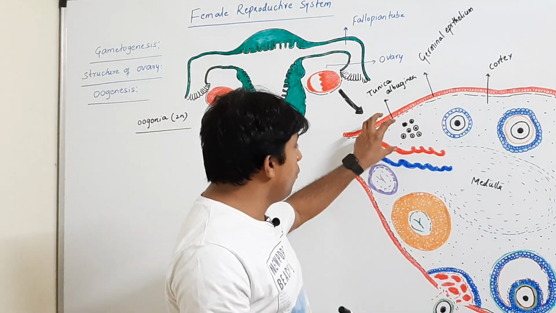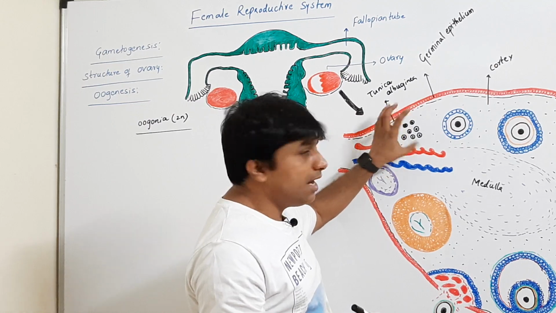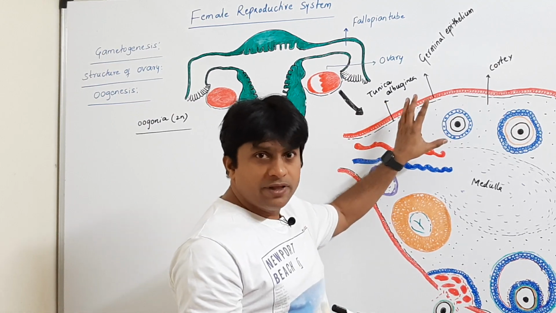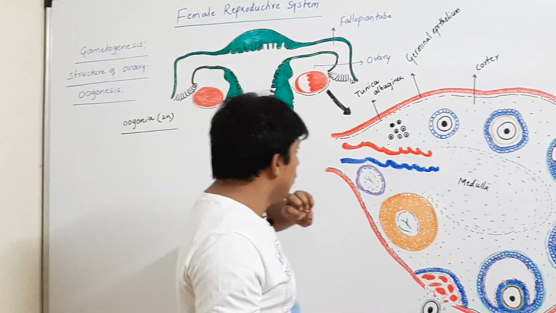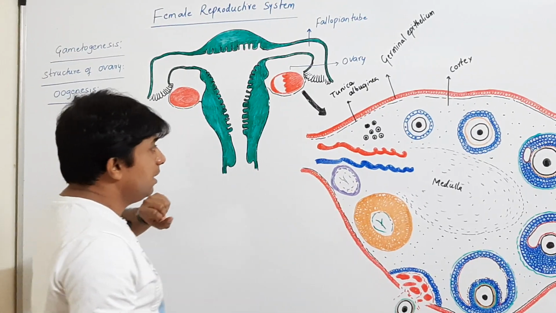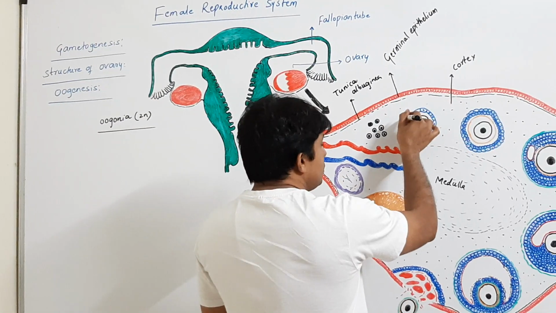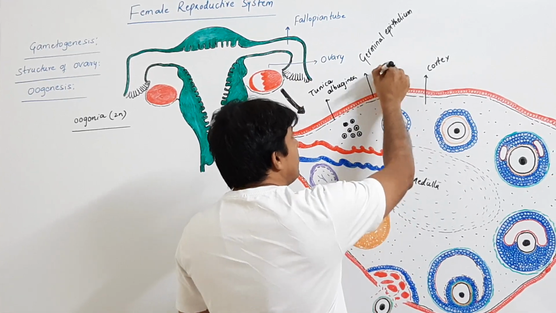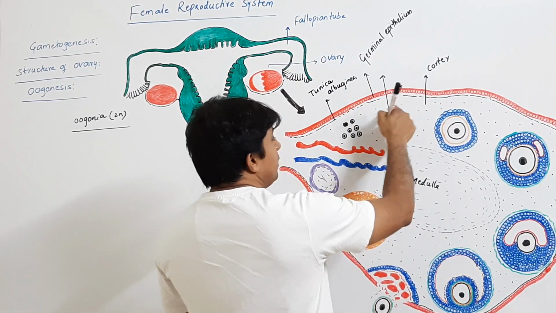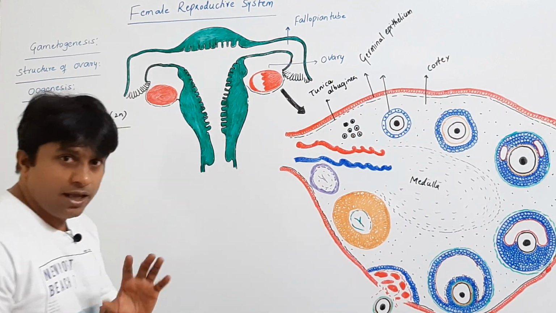The number of oogonia formed in the embryonic stages is very high, and this number is constant. Later on there is no increase in the number of oogonia. In the initial stages, all these oogonia are enclosed by flattened squamous cells, so inside these flattened cells all the oogonia are enclosed.